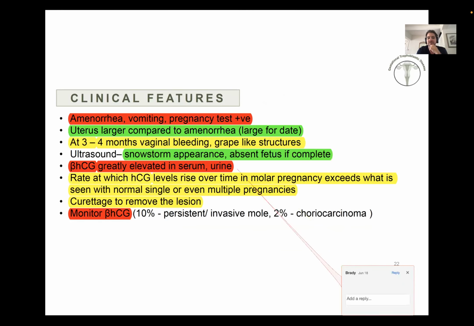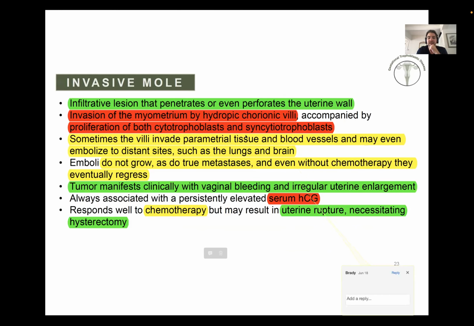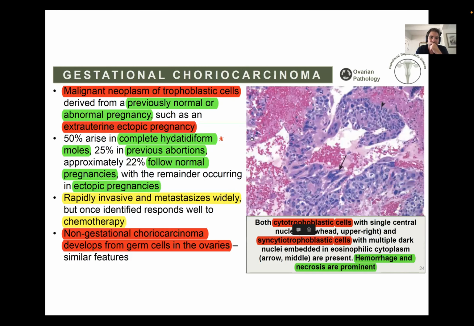Again, beta HCG is very high. Then it can also be invasive, which is not good. Because of the cytotrophoblasts and syncytiotrophoblasts invading, if the mole is bad enough, it can invade even further into the myometrium. But again, the big thing you want to look for is this HCG elevation.